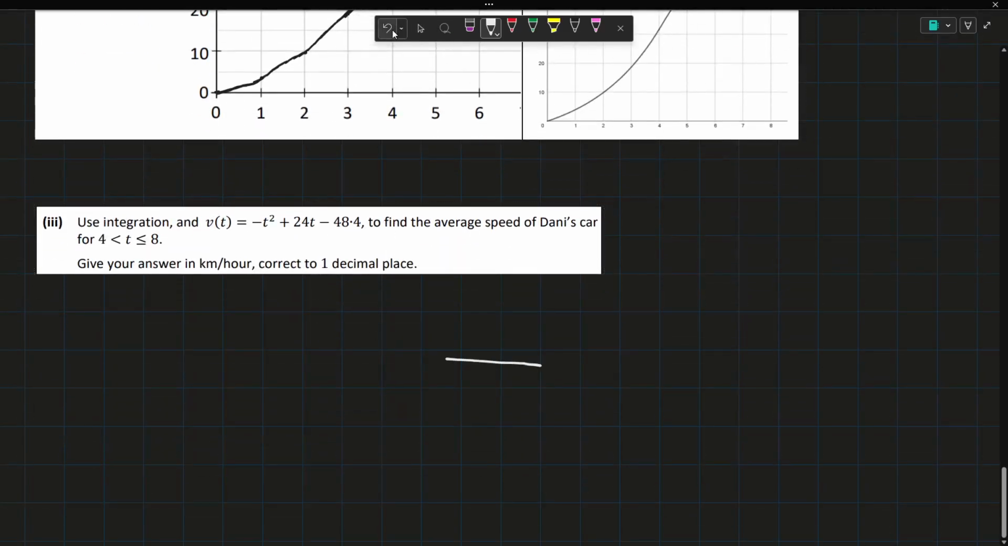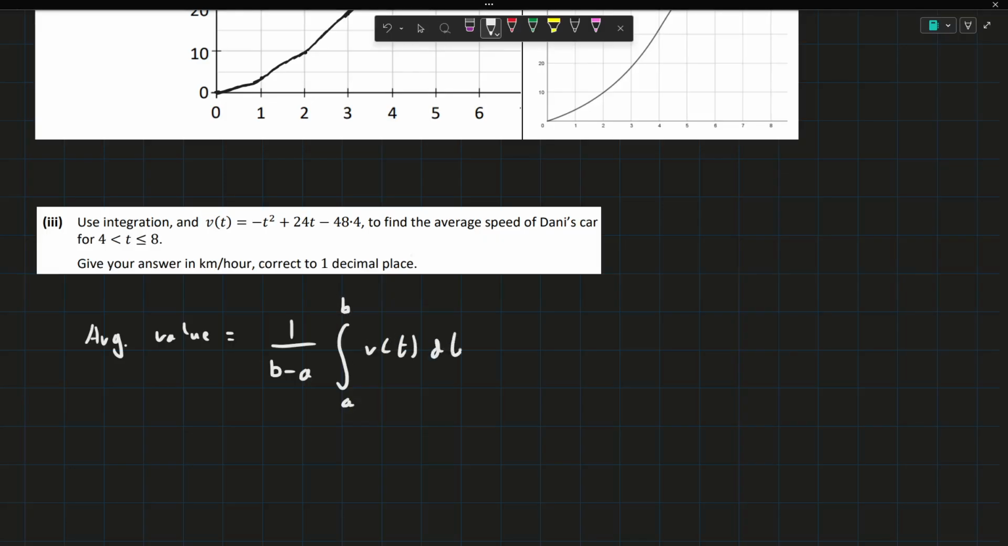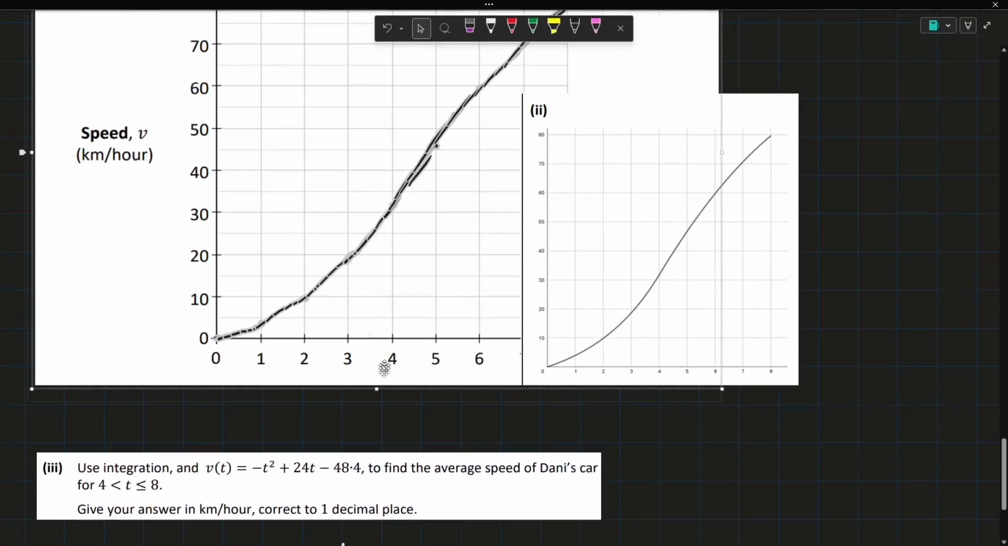And that makes sense when we look at the formula, if you try to understand it. So the average value is equal to 1 over b minus a times the integral between a and b of, in this case, v of t dt. And the reason for that is this will give us the area under the curve, right? So this will give us the entire area under the curve.